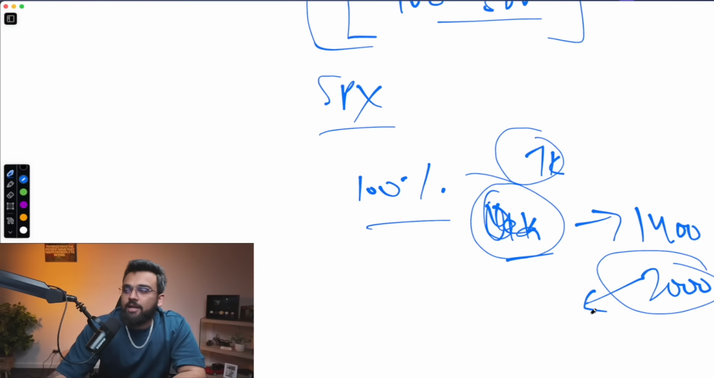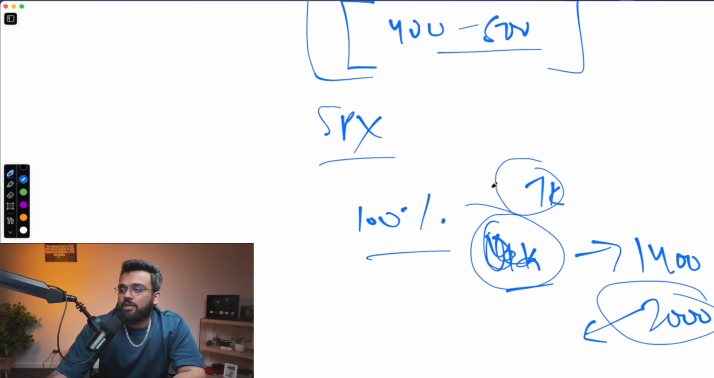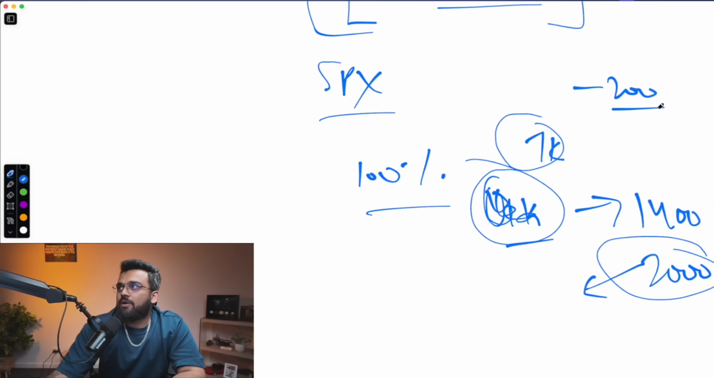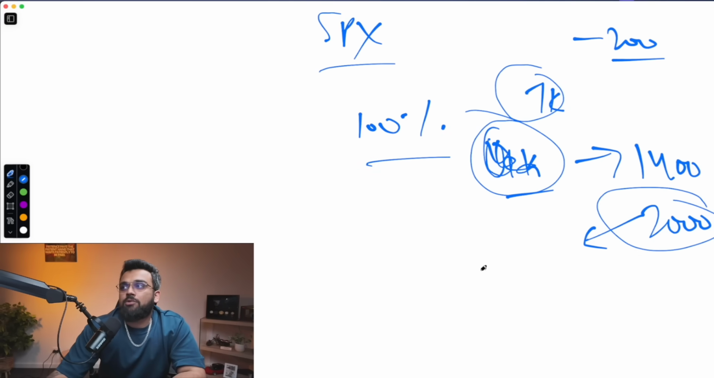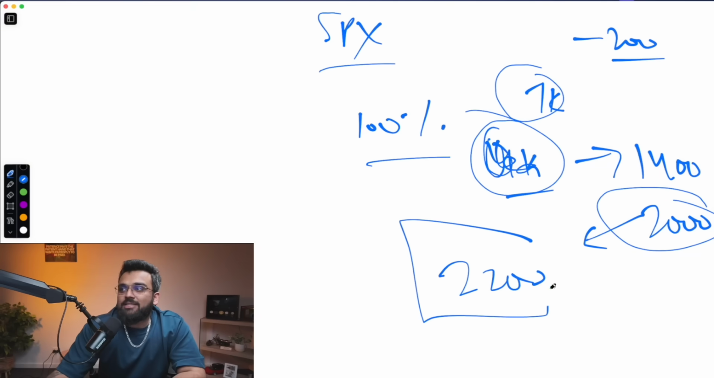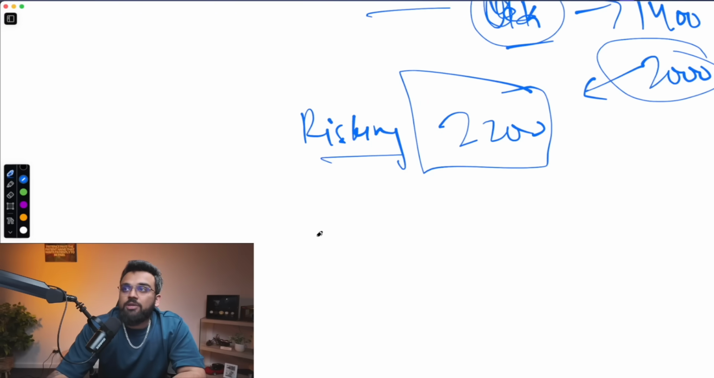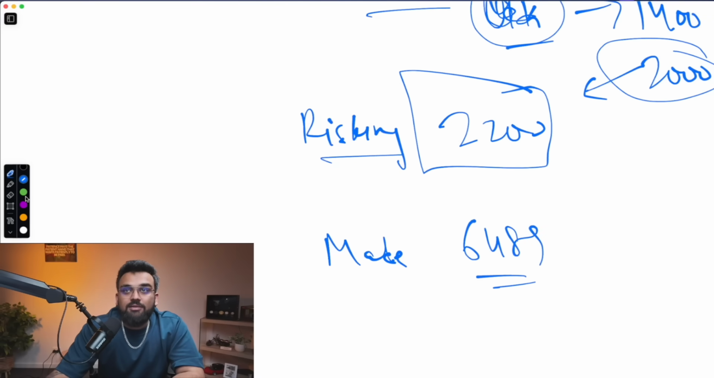Now, if you think about it, I'm already break-even-ish on the day. I'm, let's say, down $200 so far. And if this trade would have gone against me, I would have been down 2,200. Now, that means I'm essentially risking 2,200 to potentially where I made 64.89. Is the risk to reward good here? Like, did I do a good job?